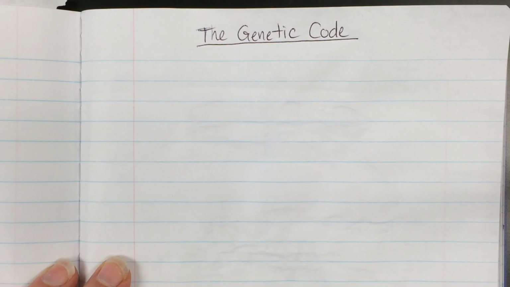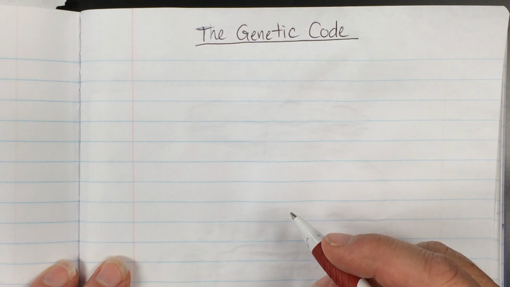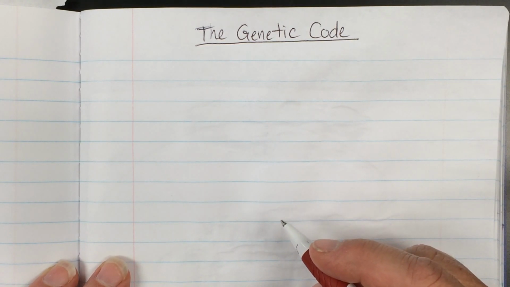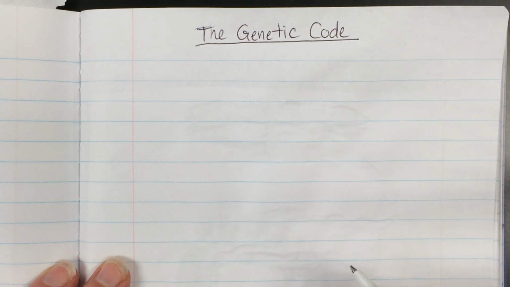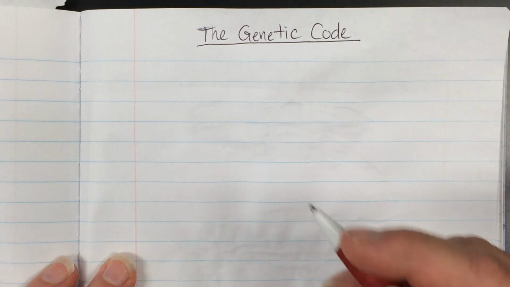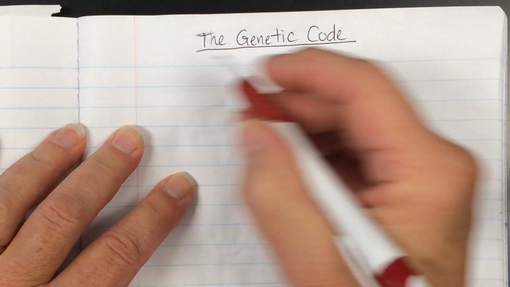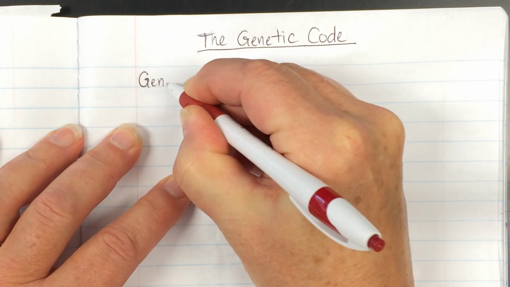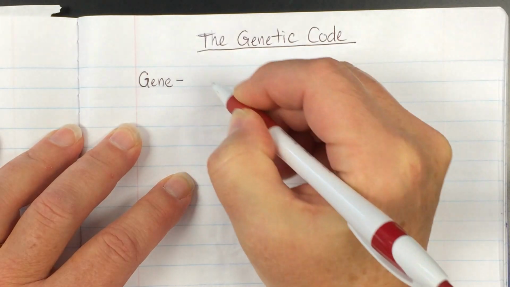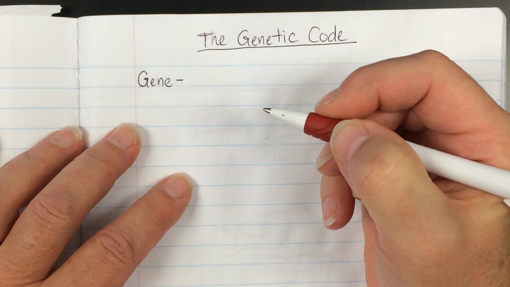So here's the main point, is that your DNA has a code that gets translated into proteins, and everything that happens with you and how you look and how your body works has to do with the proteins that are made. So realizing that, the most important thing of all, as far as everything working correctly, are your genes. So what is a gene?